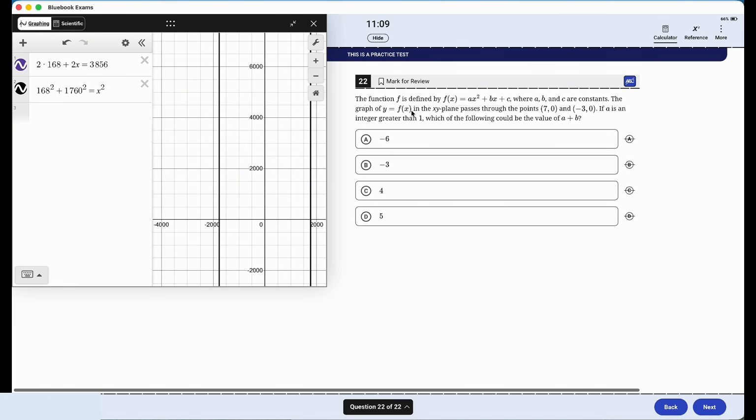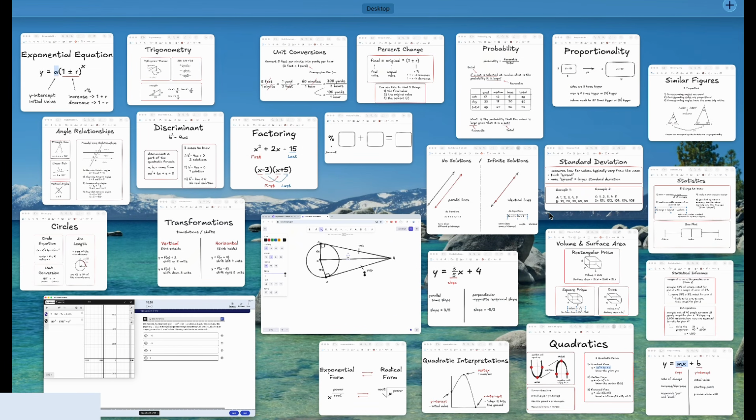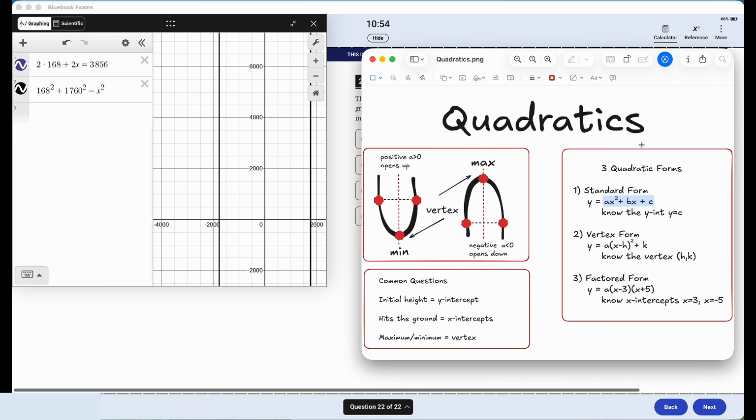Last question here. Function f is defined by this quadratic in standard form. The graph passes through the points 7, 0, negative 3, 0. If a is an integer greater than 1, which of the following could be a plus b? Wow, some tough ones actually toward the end. I think this is honestly a pretty tough test. Quadratics, you need to know your quadratic forms. Each form tells you certain things, right? Standard form, that's what we wanted to be in.